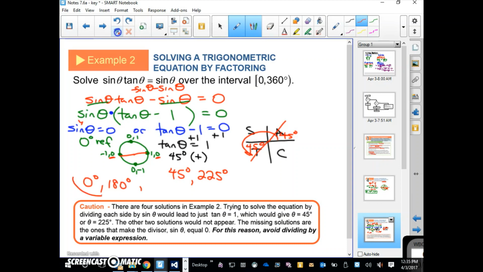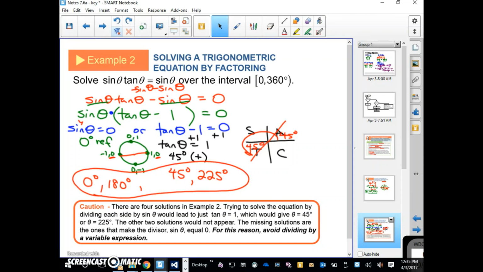So we actually have 4 answers here. 0, 180, 45, and 225. You can put them in numerical order if you want to, increasing order if you want to, or you can just list them all out. That would be your 4 angles. And so think about what a solution is. A solution is a number that results in a true statement if you plug it in. That's what we've got. You plug any one of these numbers in to this equation, you're going to get a true statement.